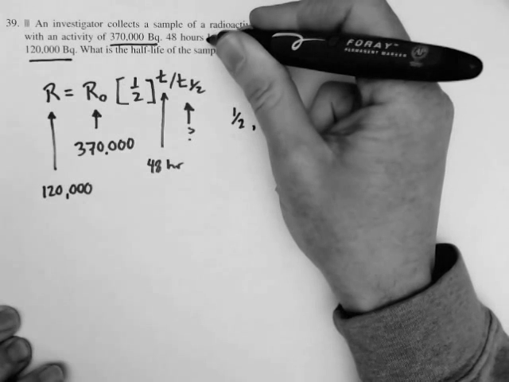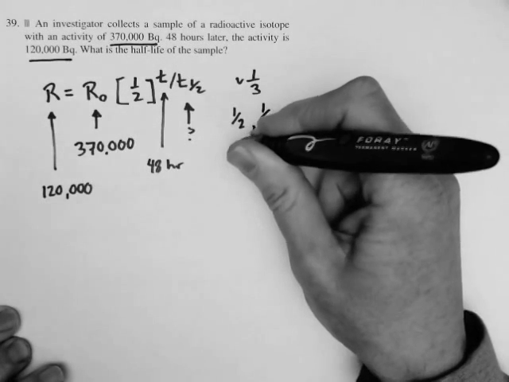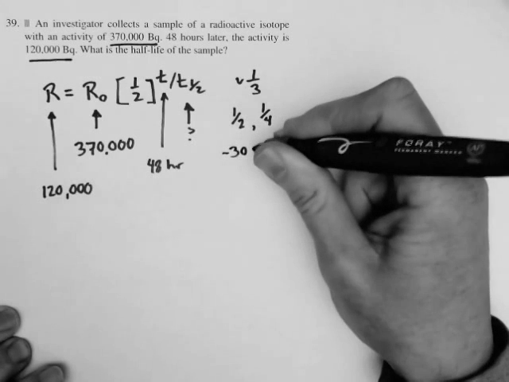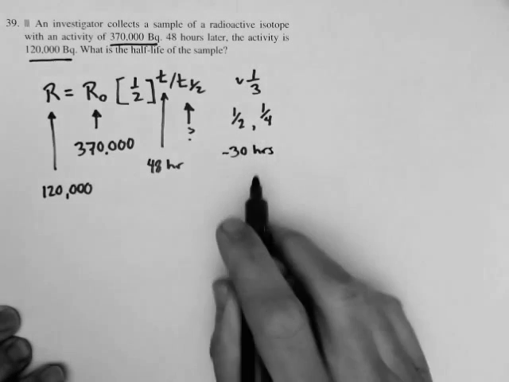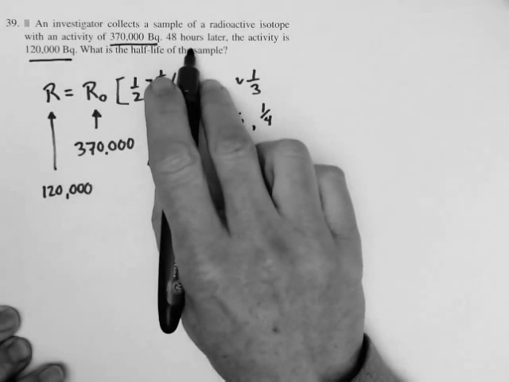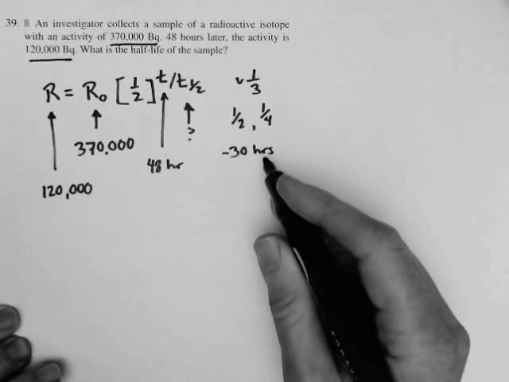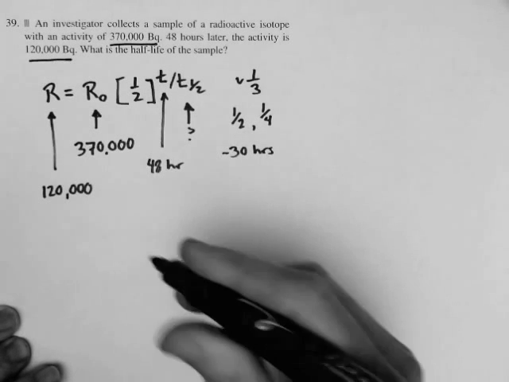So 48 hours is a bit more than 2 half-lives. I'm going to estimate about 30 hours. Because if this is the half-life, 2 half-lives is about 60 hours. That's a bit more than 48. 1 half-life is 30. That's a bit less than 48. So that seems about right to me. But let's do the solution.